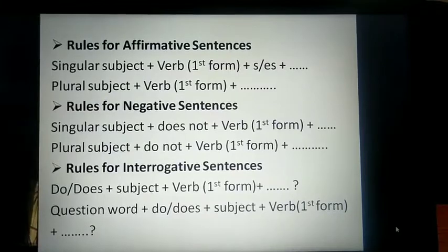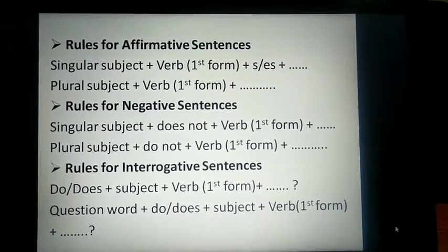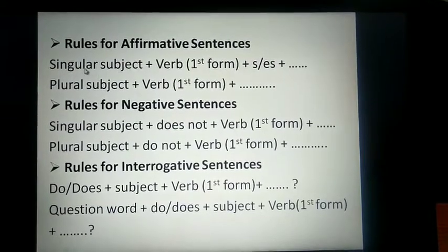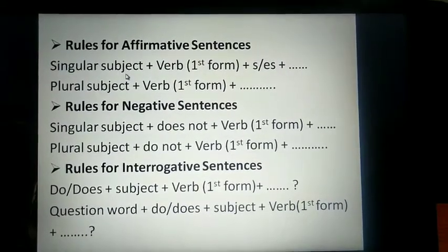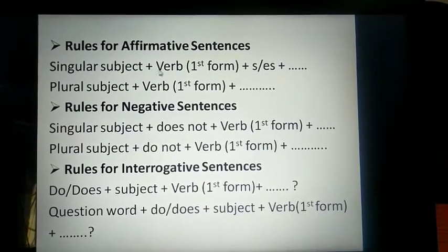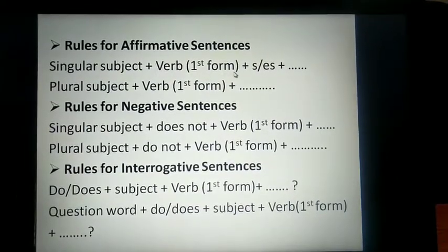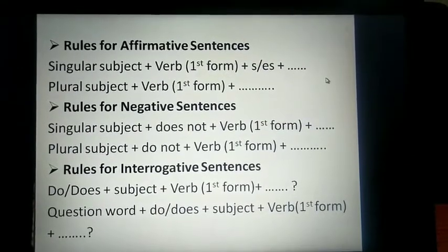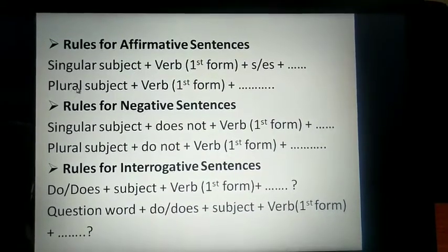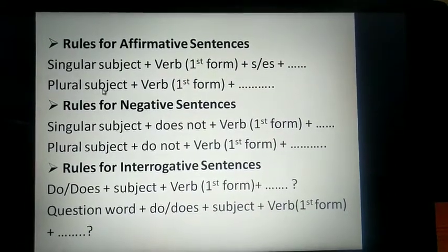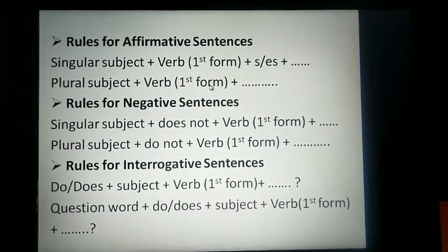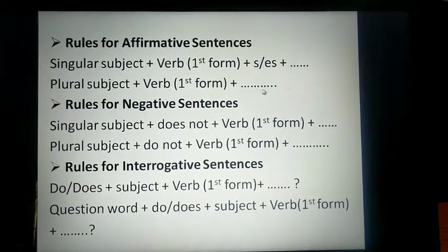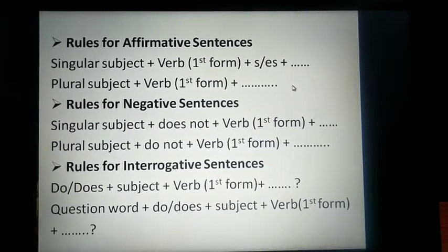Now, we have some rules that we need to follow while writing the sentences. Rules for affirmative sentences. Singular subject: if your subject is in singular form, then it will be followed by the first form of verb plus s or es, plus the object. In another one, it is plural subject. If the subject is plural, then first form of verb will be used, but we will not add s or es in it, and we will write the object.